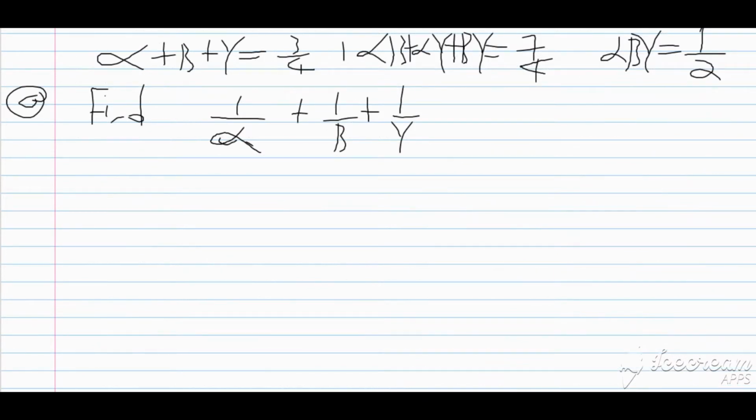Now that we have the three most critical things, we can practically ask you anything. So we know what the sum of the roots is, we know what the sum of the product of the roots is pairwise, and we know what the product of the roots is. So this is part A.